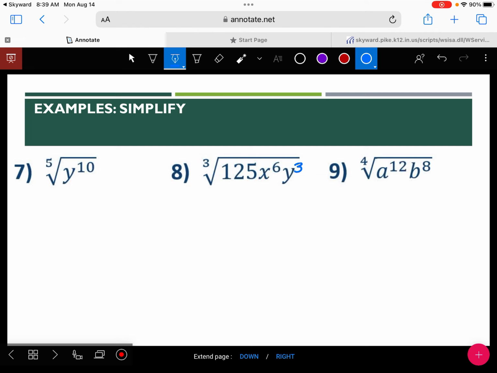When there's more than one thing underneath the radical, we have to separate it out. So for number 7, I have 10 people. I always try to say people. And I need groups of 5. So I'm not going to write the letter y 10 times, but you can if you want to. And circle groups of 5. So if I have 10 people, I can make 2 groups of 5 with no one left over.